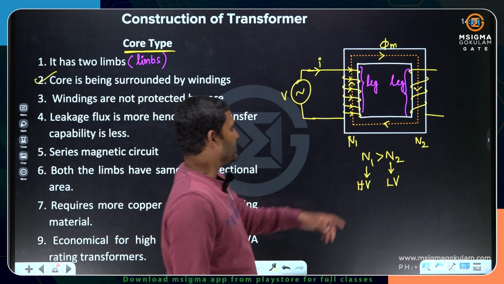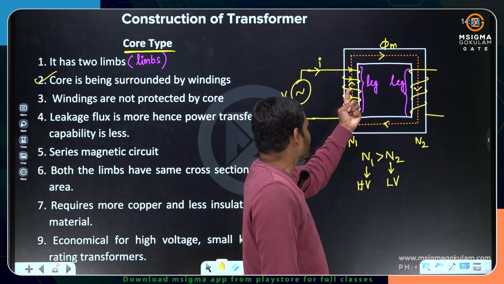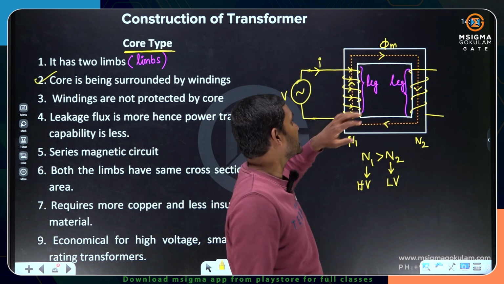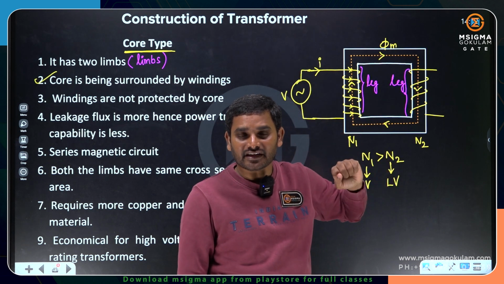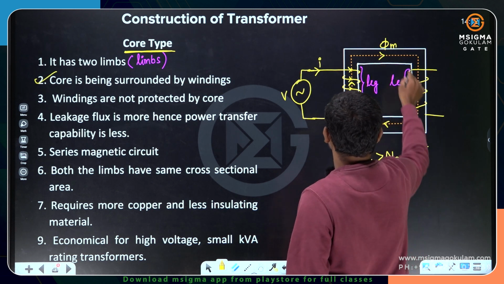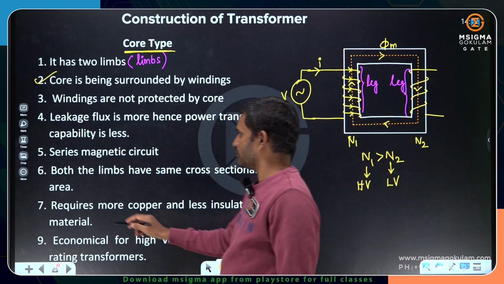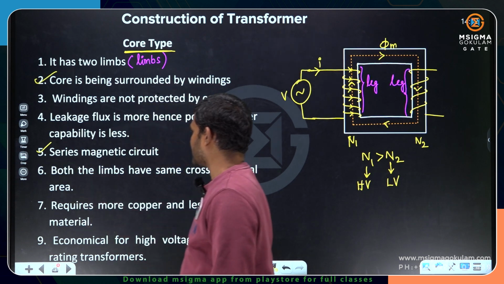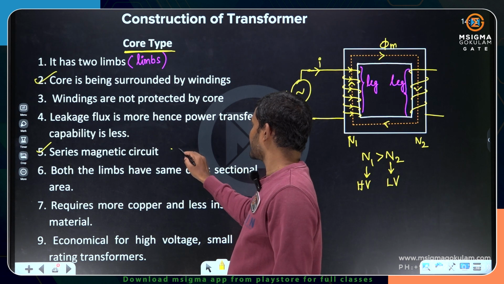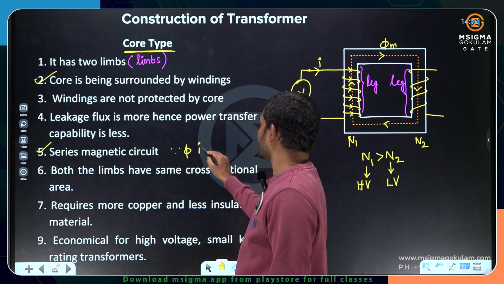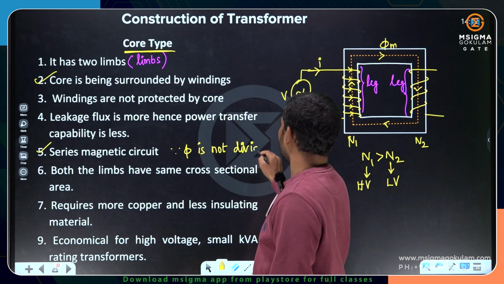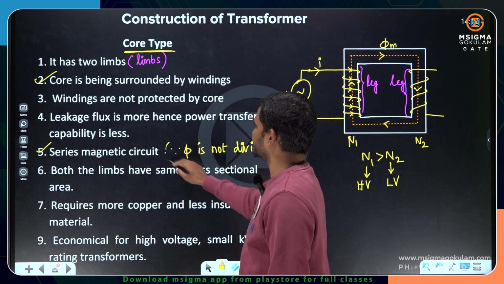Okay, so whatever the flux which is produced here, the flux is common for both the coils. So I can say that flux is not getting divided between the coils, flux is same. So I can call this magnetic circuit as series magnetic circuit, since flux is not divided.